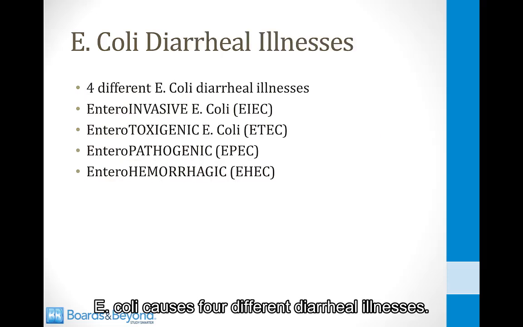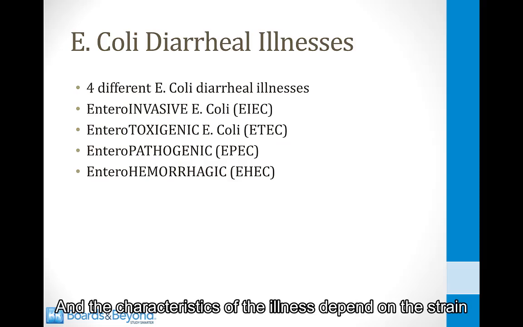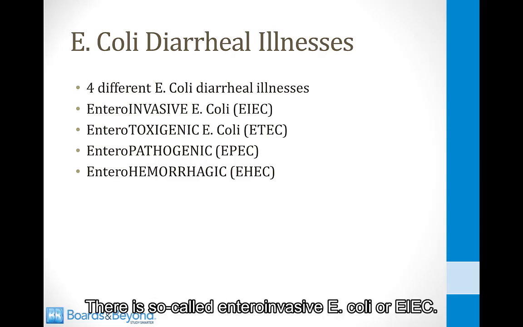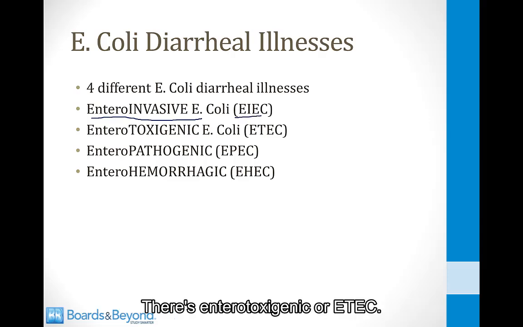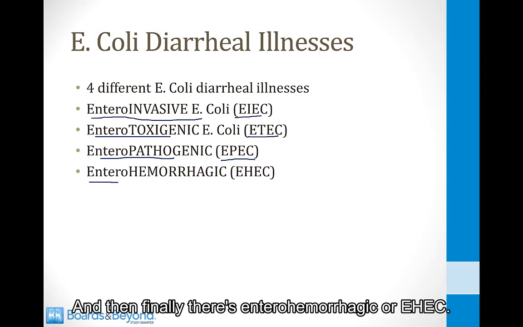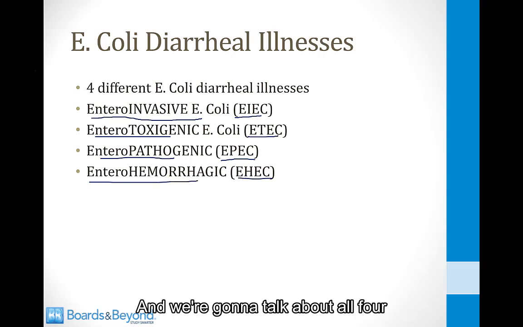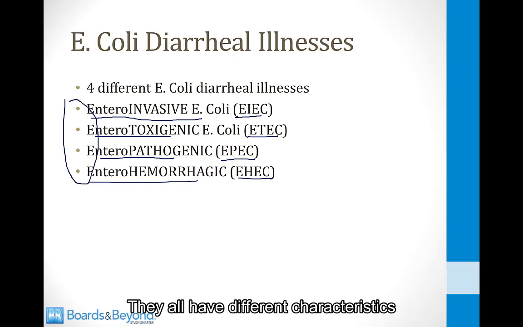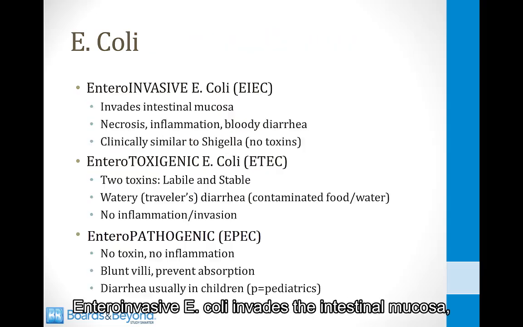E. coli causes 4 different diarrheal illnesses, and the characteristics of the illness depend on the strain of E. coli that's causing the infection. There is so-called enteroinvasive E. coli, or EIEC. There's enterotoxigenic, or ETEC. There's enteropathogenic E. coli, or EPEC. And then finally, there's enterohemorrhagic, or EHEC. And we're going to talk about all 4 of these different types of diarrheal illnesses. They all have different characteristics that you need to know.